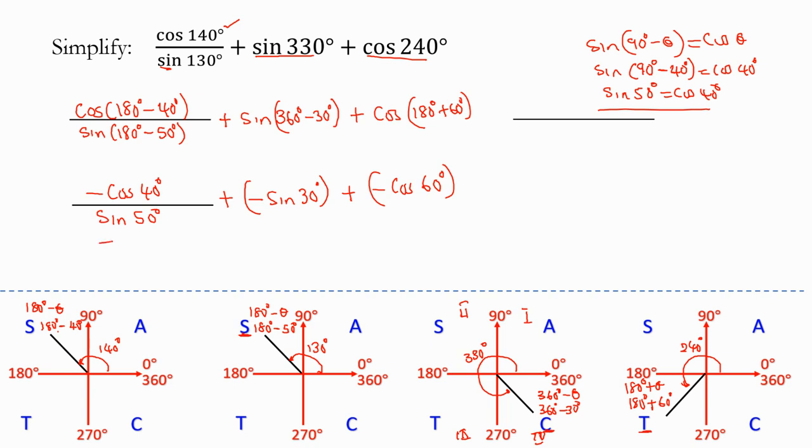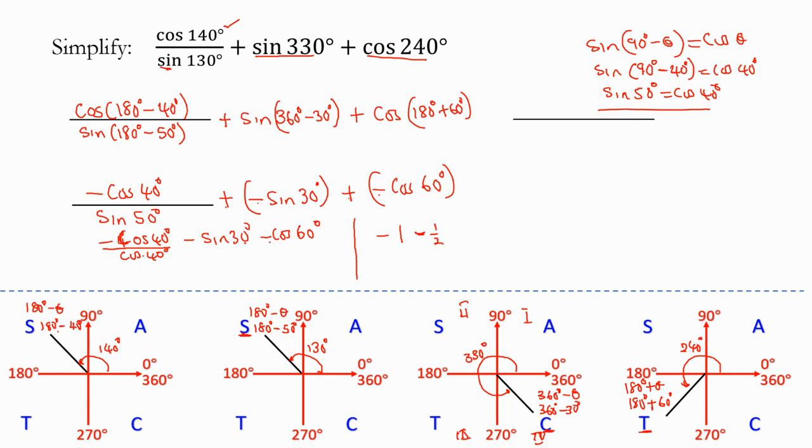So it's going to be negative cos 40 degrees divided by cos 40 degrees, and then minus sine 30 degrees, because positive times negative is negative. And then here again, positive times negative is negative cos 60 degrees. Cos 40 degrees divided by cos 40 degrees, what do we get? We get negative 1. Then sine 30 degrees is a special angle; it's half, so this is going to be minus half.